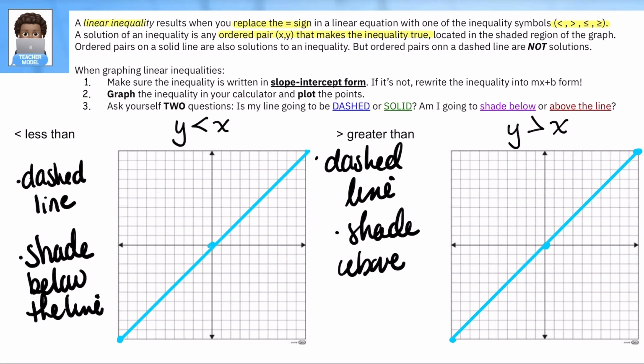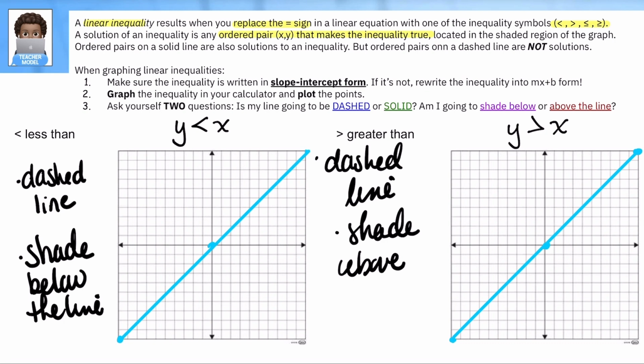Okay, I've highlighted some of the key points from your notes. High level, linear inequalities replace the equal sign. They are not equations. They will have a y, since I'm doing slope-intercept form, y is less than or greater than or less than or equal to or greater than or equal to some expression. And the solution is any ordered pair that makes the entire inequality true.